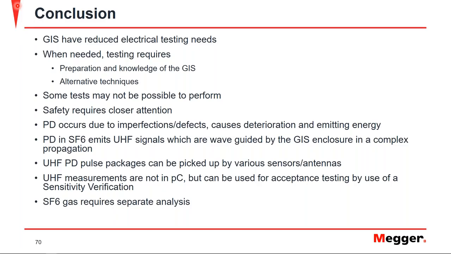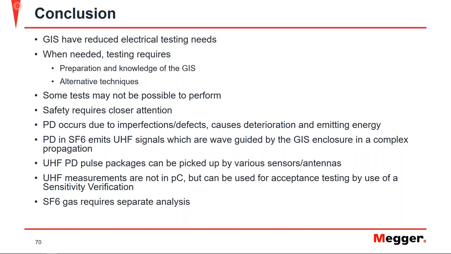And finally, partial discharge occurs, as we talked about, due to imperfections and defects that cause deterioration and emit energy that we can measure. The partial discharge within SF6 emits a UHF, or ultra high frequency, signal that's wave guided by the GIS, but it causes a complex propagation. We saw the effects of attenuation, reflections, and dispersion when we tried to measure the signals further away from where we injected. And as we saw, the UHF partial discharge pulse package can be picked up by various different sensors and antennas. That could be our window sensor, our external flange sensor, or even the internal embedded sensors.